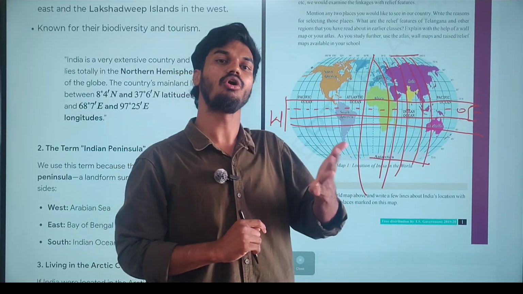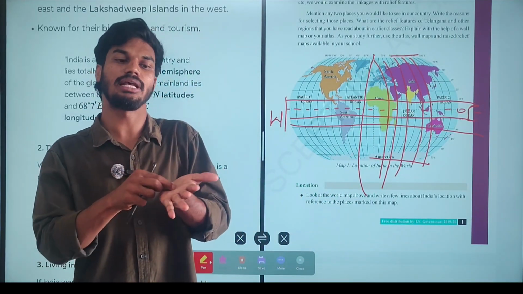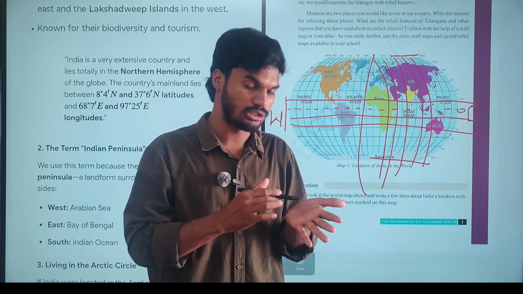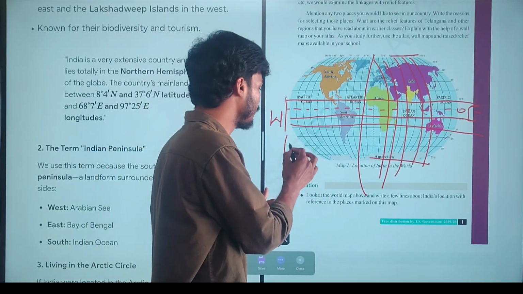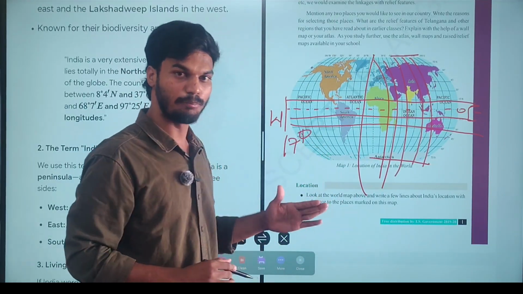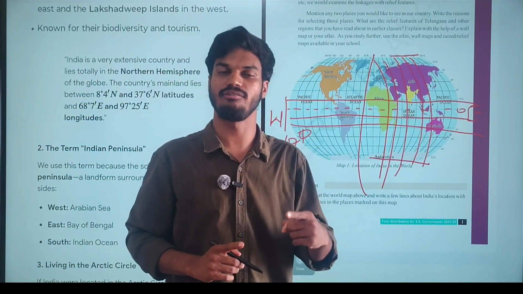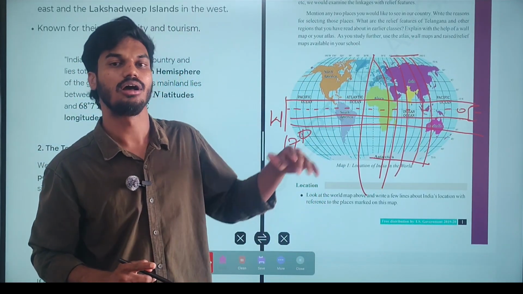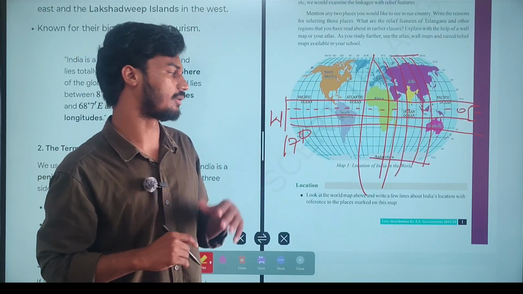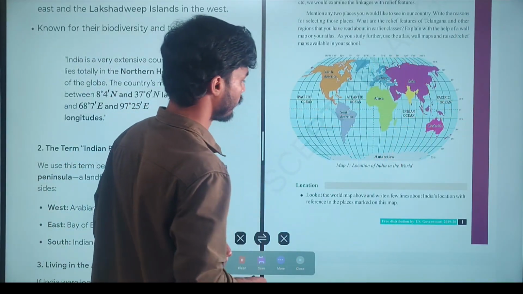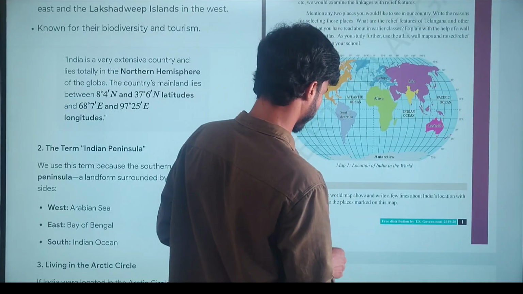Clear? When you open Google Maps and search for your place correctly, you are able to see the degrees of latitude and longitude. So simply with the help of latitude and longitude, we are able to find the exact location on the country, on the world map. Clear? Next, what is given?